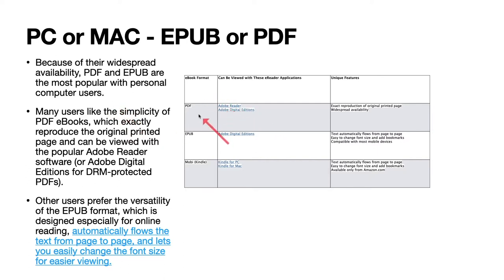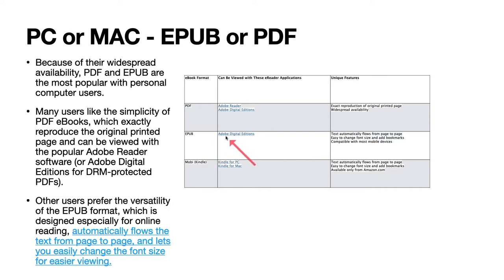The ebook format PDF, Adobe Reader, Adobe Digital Editions, is an exact reproduction of the original printed page. Widespread availability. PDF can be read just about anywhere by just about anything that'll read PDF files.